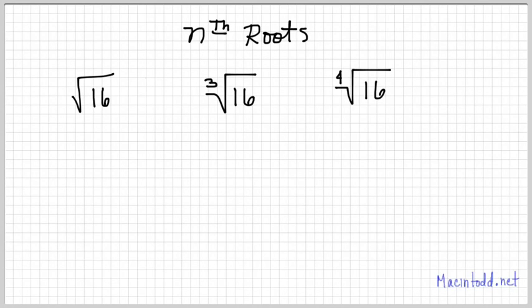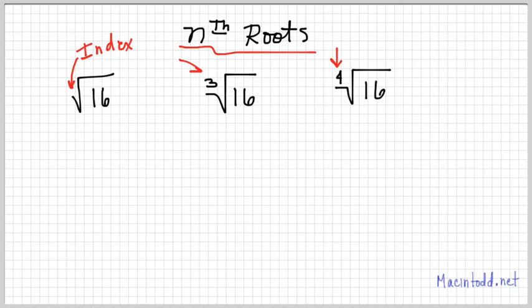Alright, this is a short lesson on taking what we call nth roots, and nth roots just mean any root. So the index could be anything. Could be a 2, like in the first case. Notice we don't show the 2. Remember, that's called the index. The index could be a 3, could be a 4.